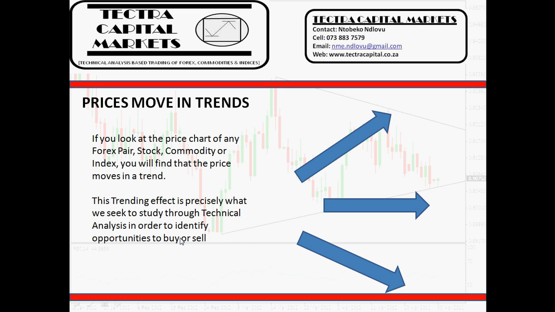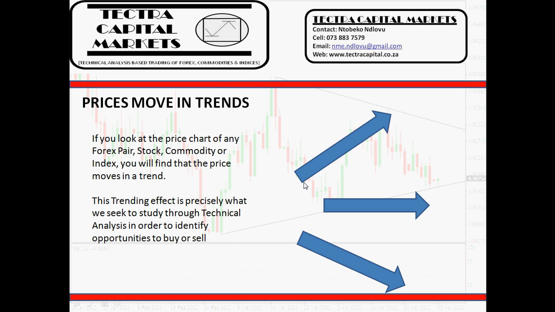The second premise is that prices move in trends. Now, if you look at a price chart of any forex pair or stock or commodity or index, you will find that the price is not going to move in straight lines up or down or flat. It will actually move in trends.